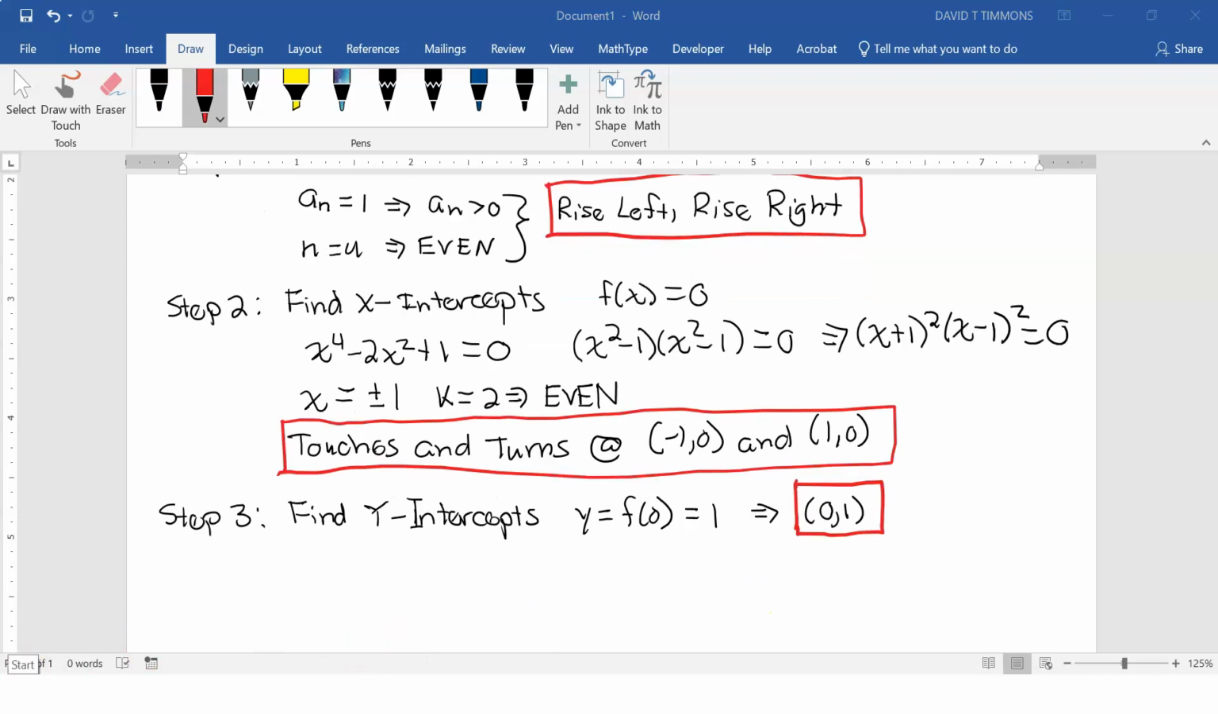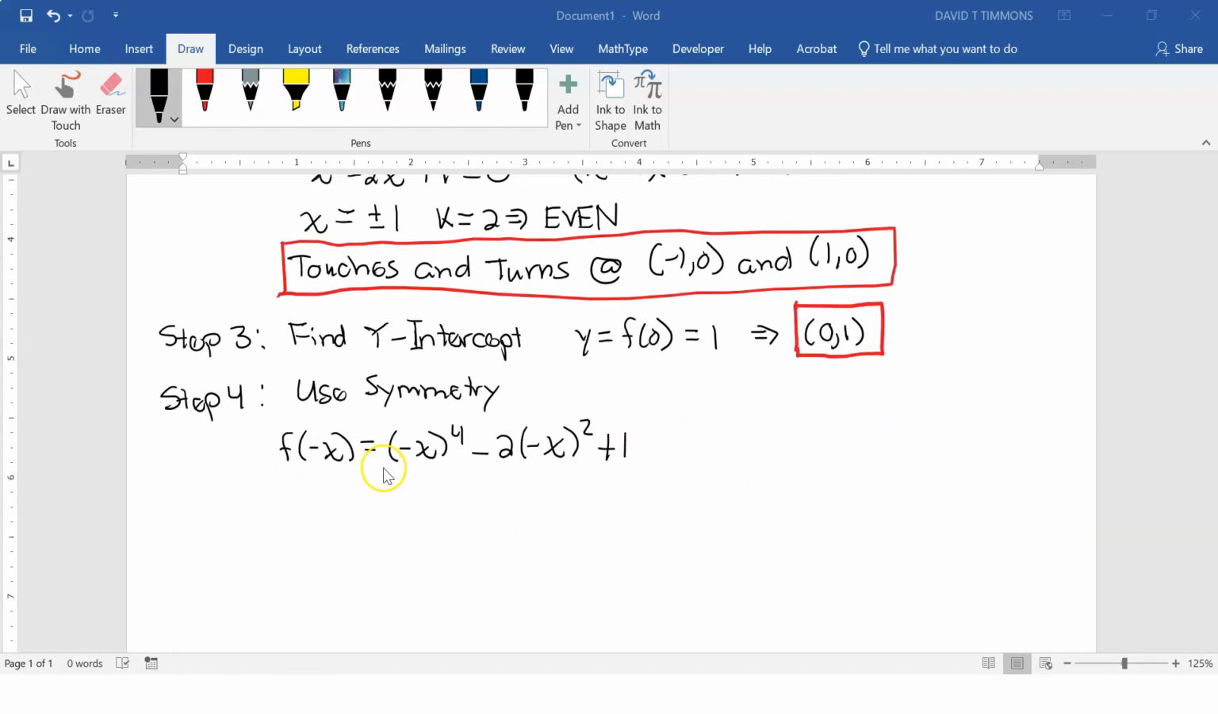In step 3, we'll find the y-intercept, which in this case, just like with the quadratic function, we'll just substitute x equals 0 into our equation. And so, of course, these two terms will go away. We're left with the value of 1. And again, I want to put that in coordinate point form so we can graph. So we'll have the point (0, 1).